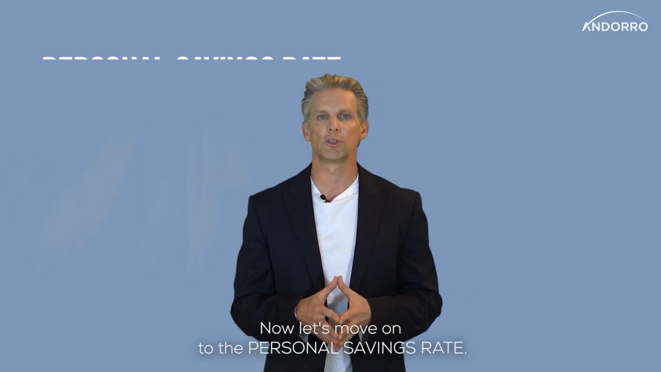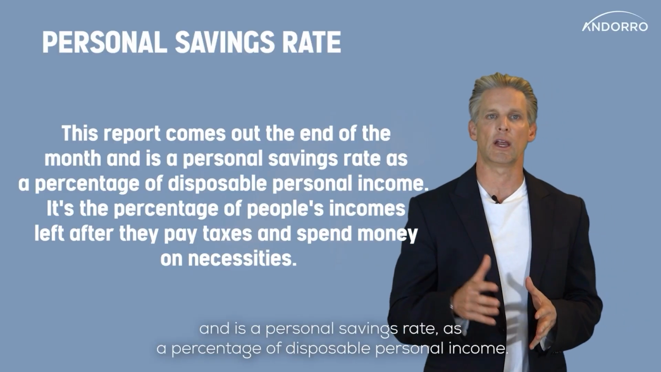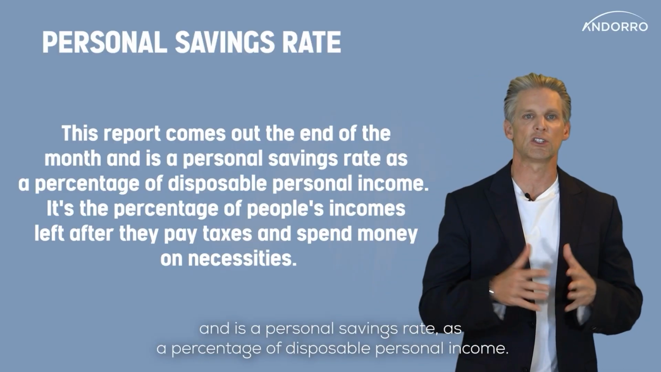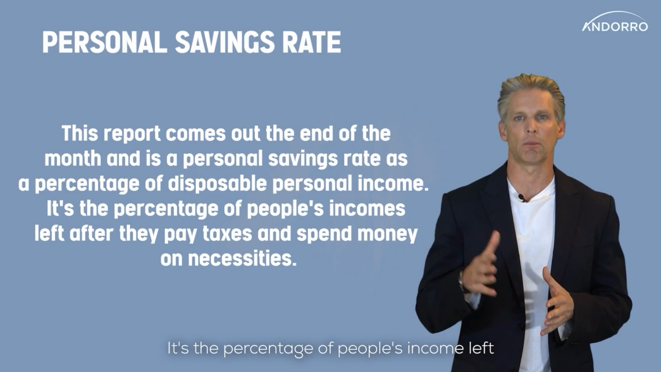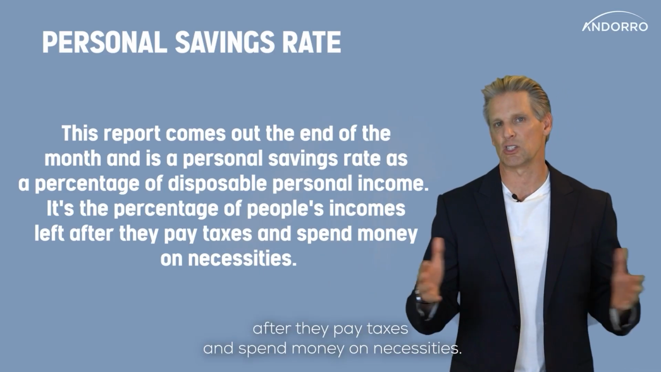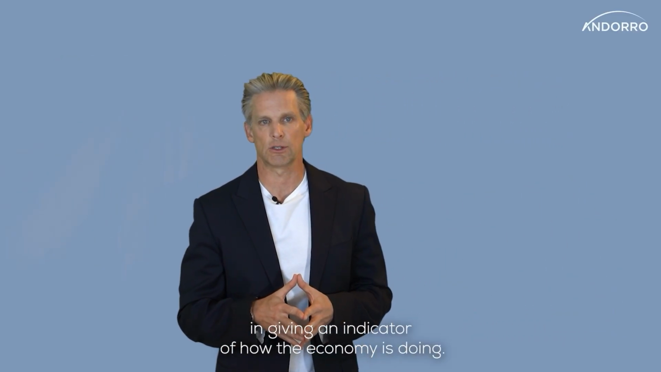Now, let's move on to the personal savings rate. This report comes out at the end of the month and is a personal savings rate as a percentage of disposable personal income. It's the percentage of people's income left after they pay taxes and spend money on necessities. It will let you know how the consumer is faring and give an indicator of how the economy is doing.